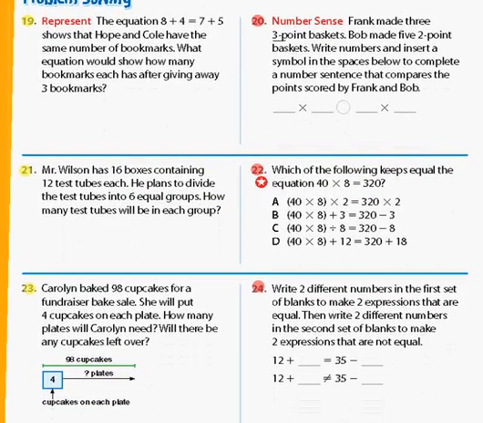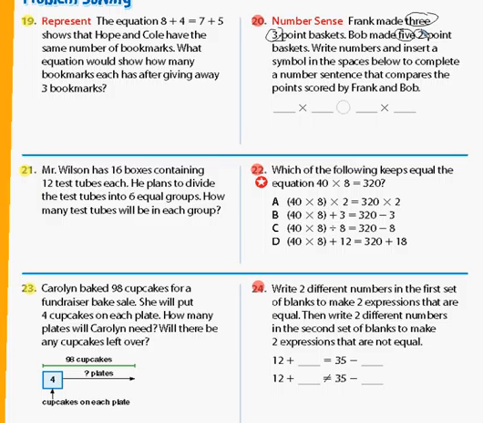Okay, problem number 20. Frank made 3 3-point baskets. So he made 3 3-point baskets. And Bob made 5 2-point baskets. Write the numbers and insert the symbols in the space below to complete the number sentence that compares the points scored by Frank and Bob.